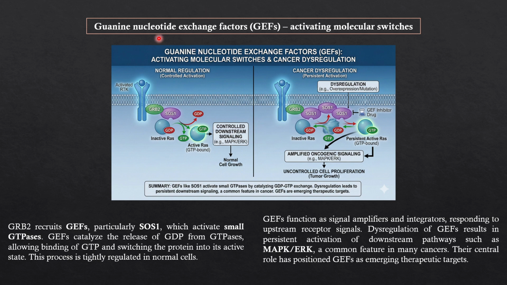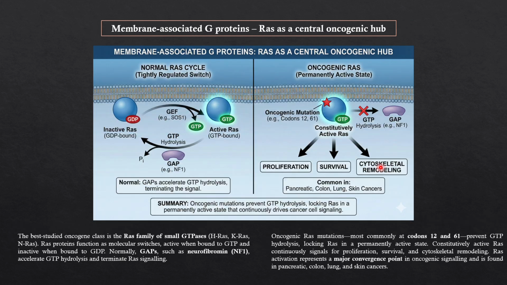The GEFs, or guanine nucleotide exchange factors, activate the molecular switches. They are like SOS1 and activate the small GTPase by catalyzing the exchange of guanosine diphosphate and guanosine triphosphate. The dysregulation leads to persistent downstream signaling, which is a common feature in cancer. So it is an emerging therapeutic target and is being studied globally.